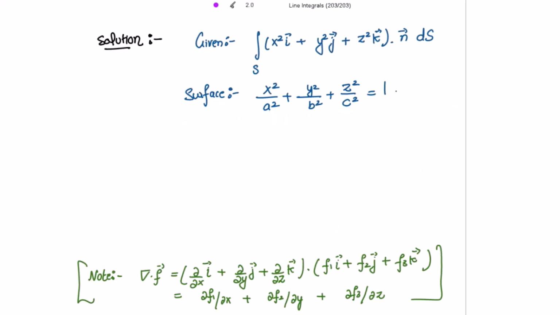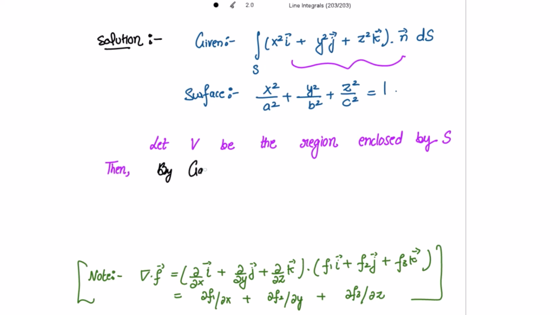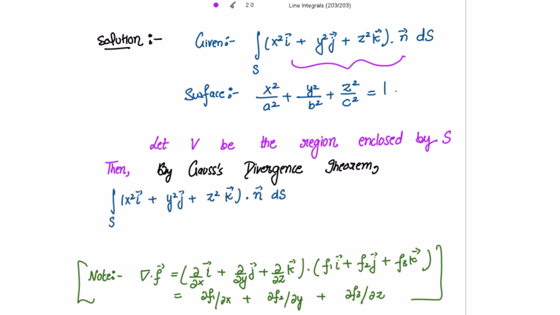So the given integral is this and the surface is the ellipsoid, right? Let's consider the region V enclosed by the surface S, and to solve this surface integral, we are going to apply the Gauss's divergence theorem. Then, by Gauss's divergence theorem, this surface integral is equal to the volume integral of the divergence of this vector. And for the divergence, we write del dot of this vector.